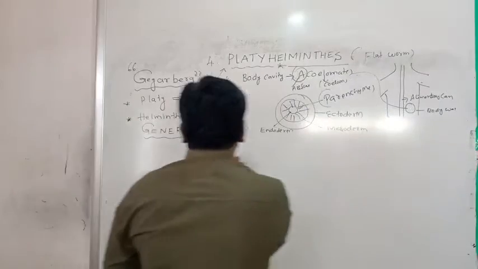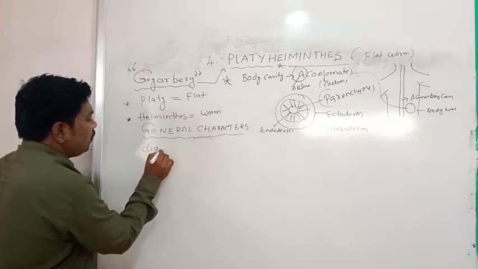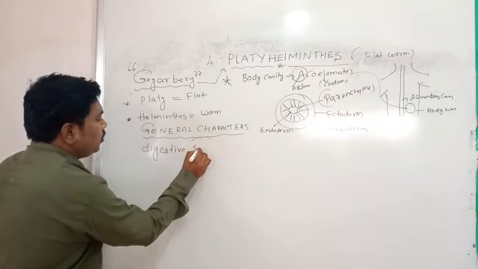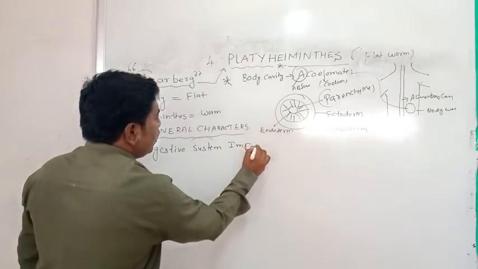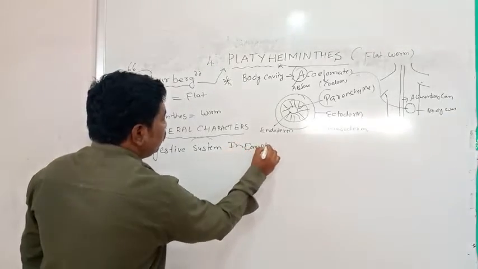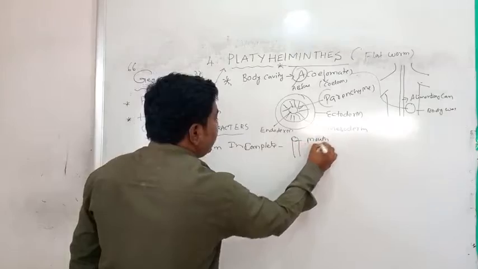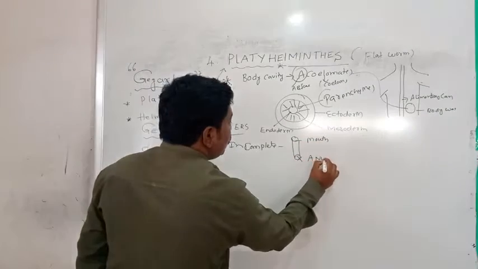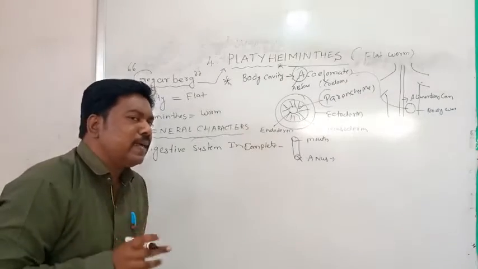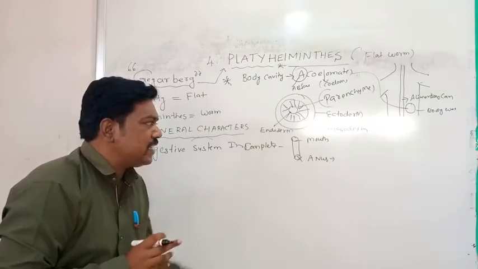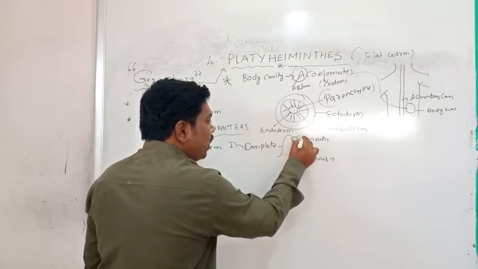The digestive system is incompletely developed. Which system, beta? Digestive system is incomplete. Okay? Because the mouth is present, but the anus is absent. Due to that reason, it is called an incomplete gut. Sometimes it is known as a blind sac, meaning it has a single opening. That single opening takes in the food materials and removes the undigested material.